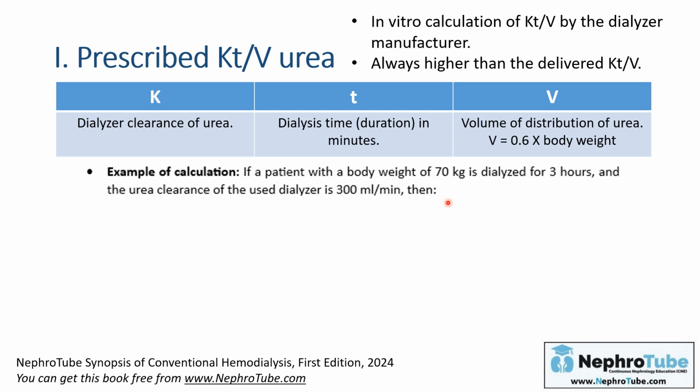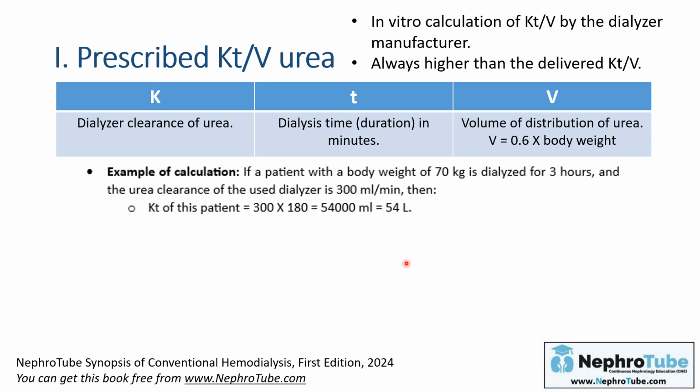Let's take an example. If a patient has body weight of 70 kg, is dialyzed for 3 hours, and by the way, if the version of the book that you have says here 4 hours, please correct it to 3 hours. So if the patient body weight is 70 kg, this is on page 57, dialyzed for 3 hours, and the urea clearance, which is the K, is 300 ml per minute.